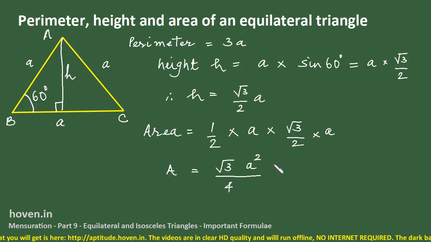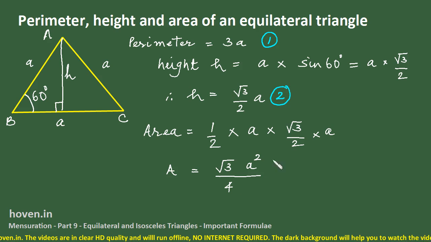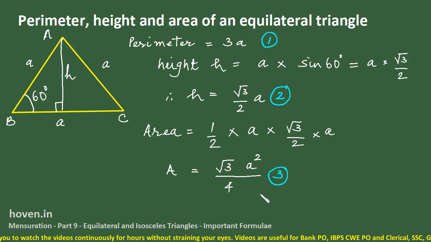So these are the three formulas that I have listed. This is formula 1, this is formula 2, and this is the formula number 3. You can either remember them or derive them just in time. You should be always in touch with the perimeter is equal to 3a, height is equal to square root of 3 into a by 2, and area is square root of 3 into a square by 4. Let us take our next formula now.